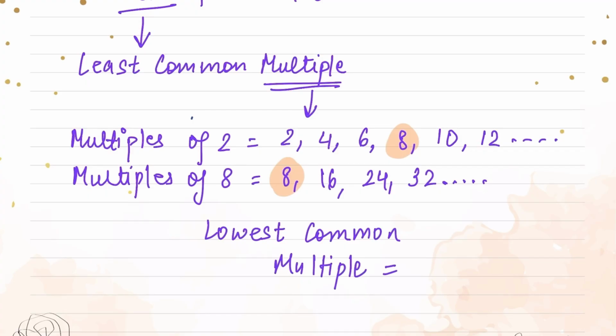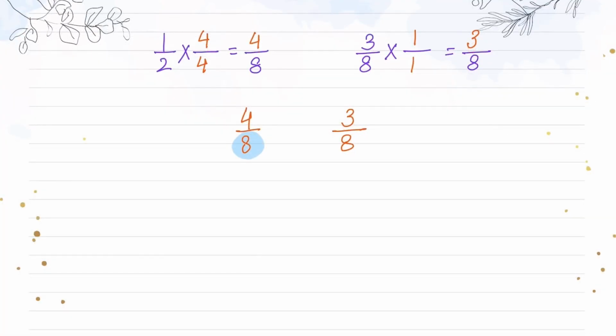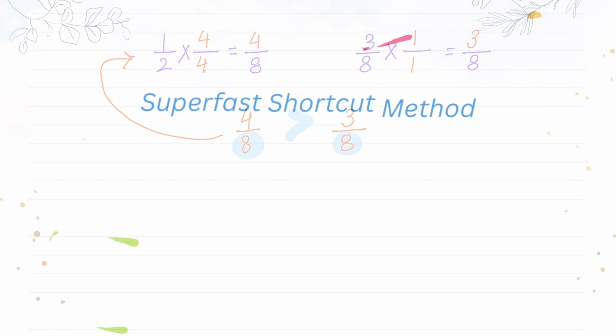Now what shall we do with this LCM 8? We need to multiply our fraction 1 by 2 with such a number that it gives us 8 as the denominator. So 1 by 2 multiplied by 4 by 4 gives us 4 by 8. And 3 by 8 multiplied by 1 by 1 gives us 3 by 8. Remember, the denominator should be 8. Now we have 4 and 3 in the numerators and 8 as the denominators. We have 2 new fractions, but a common denominator 8. It is easy to compare them now, and clearly 4 by 8 is the winner.